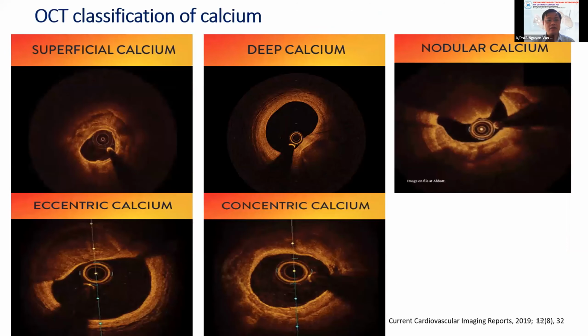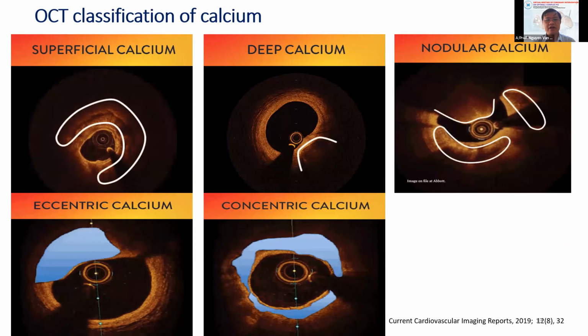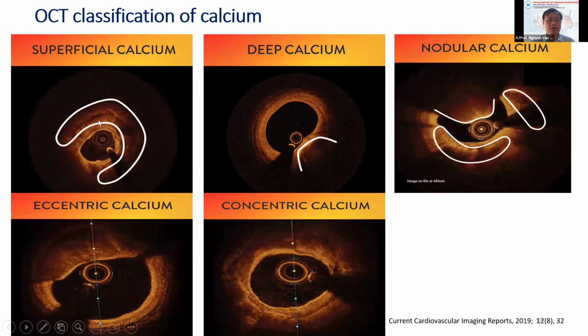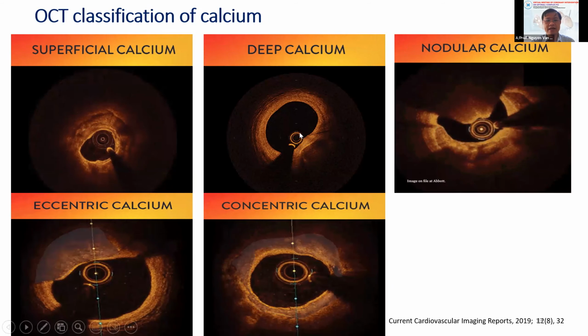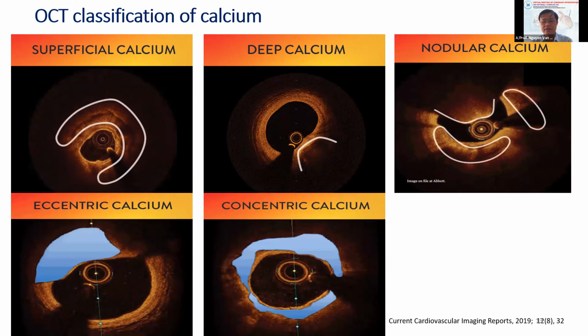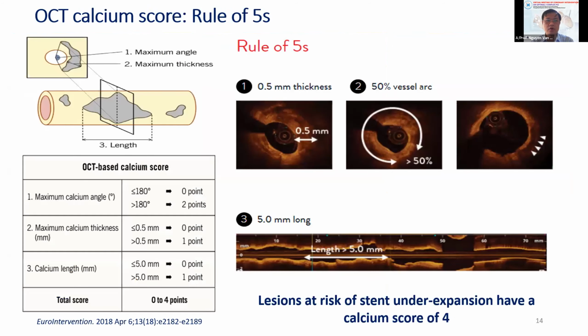And the OCT classification of the calcium very clearly: the superficial calcium or the deep calcium or the nodular calcium, eccentric or concentric. So we have an OCT calcium score, the rule of 5s. When we compare with IVUS, in OCT we base on calcium score, maximum calcium angle, maximum calcium thickness, and the calcium length. So we can guess the stent-ability, and we have a plan to prepare the lesion.